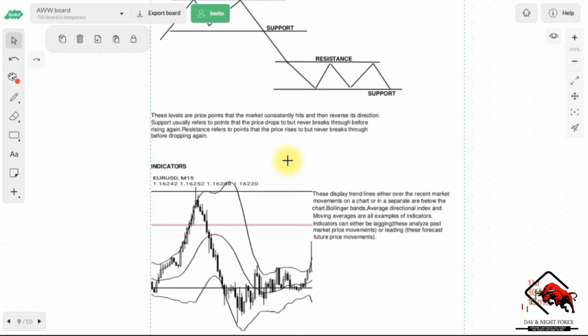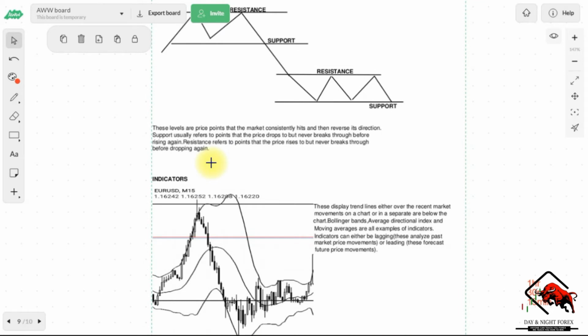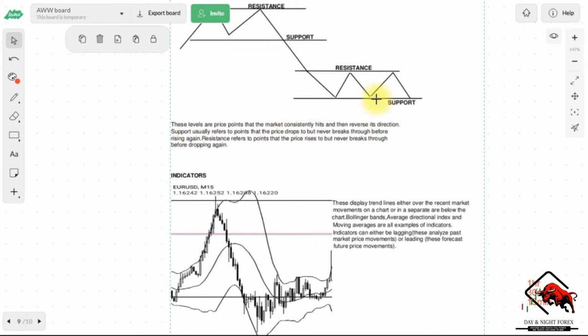But anyways, these levels are price points that the market consistently hits and then reverses its direction. Support usually refers to points that the price drops to but never breaks through before rising again. It just comes and touches there, and then it never breaks through. Resistance refers to the points that the price rises to but never breaks through before dropping again. As you can see, it hits it and drops every time, until it breaks through that point. As I said, it has to hit it at least twice before you can confirm that it's a resistance or a support.